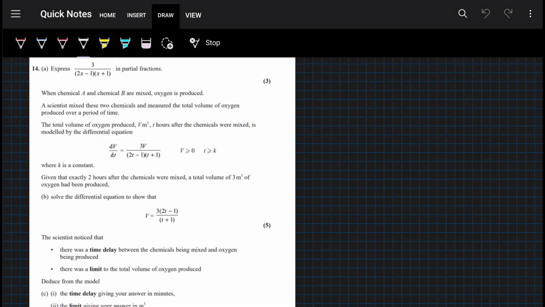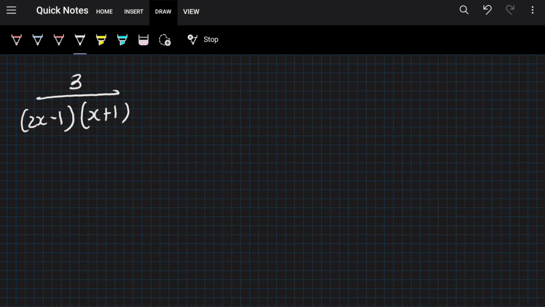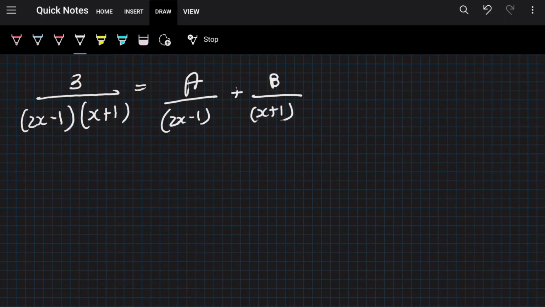So this is question 14 part A. Express 3 over (2x minus 1)(x plus 1) in partial fractions. So let's begin. The first step is we will write this as A over (2x minus 1) plus B over (x plus 1). Now we have to make the denominators equal for both of them.